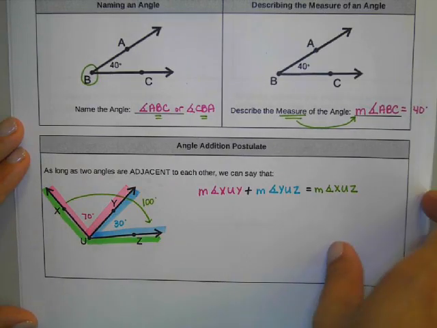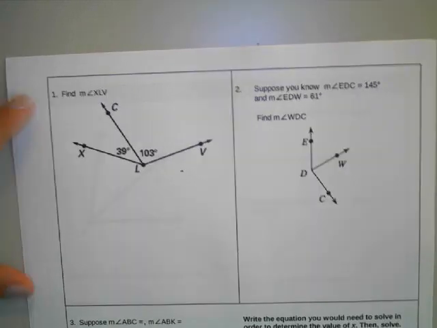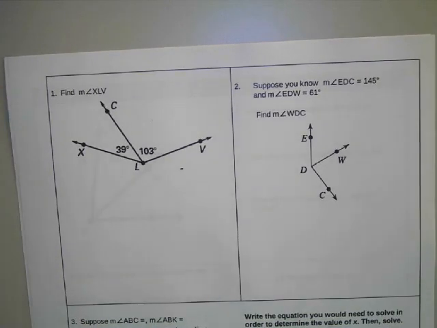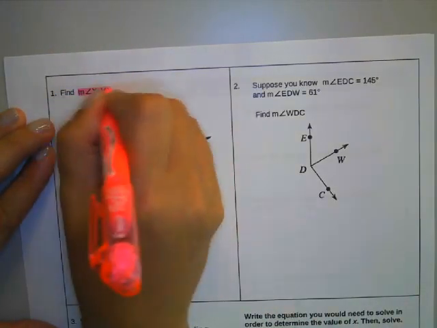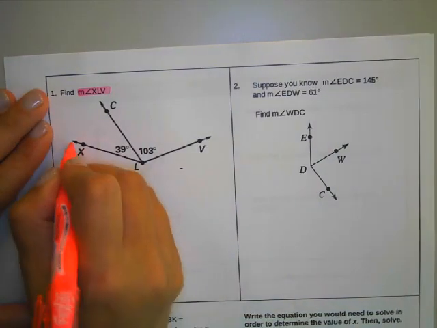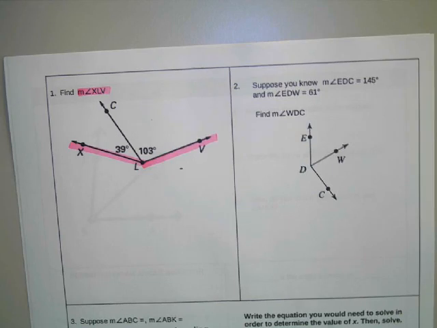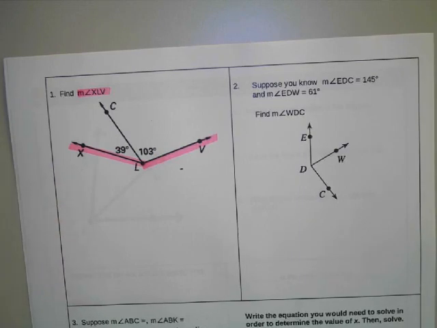Okay, let's use that to write some statements about some pictures. So, if I was to give you problem number 1 and I said find the measure of angle XLV, my first piece of advice for you would be that I always like to highlight what I'm looking for in my diagram. So angle XLV would be this big angle here. Now that I've highlighted it, it really stands out that it's made up of 2 smaller angles. So the first thing I'm going to do is write a sentence using geometric symbols to describe that relationship.